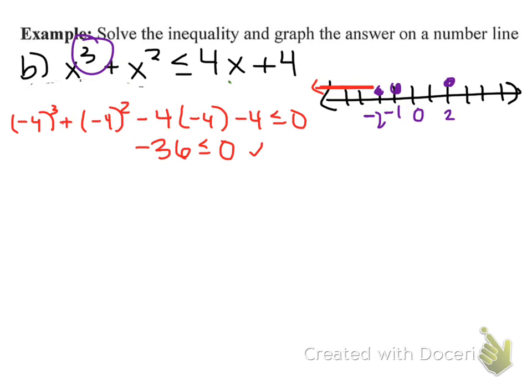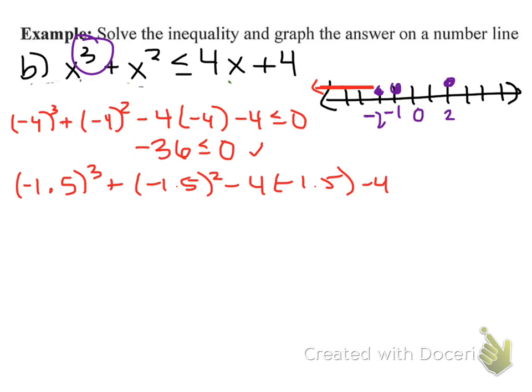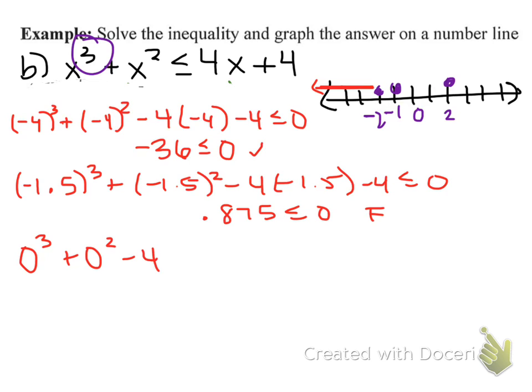In between negative 2 and negative 1, we'll test a negative 1.5. So negative 1.5 cubed plus negative 1.5 squared minus 4 times negative 1.5 minus 4. You're going to get a decimal. It's going to be a positive decimal. So this statement is false. Next region we'll test is 0. So I have 0 cubed plus 0 squared minus 4 times 0 minus 4. So I get negative 4 is less than or equal to 0, which is true. So that means any number between negative 1 and negative 2 would also be true.